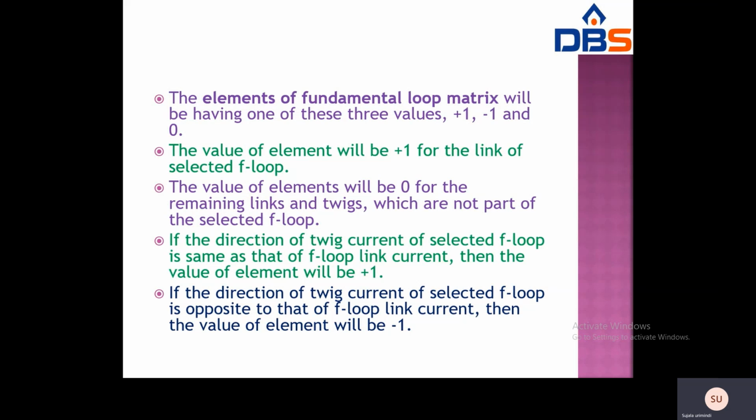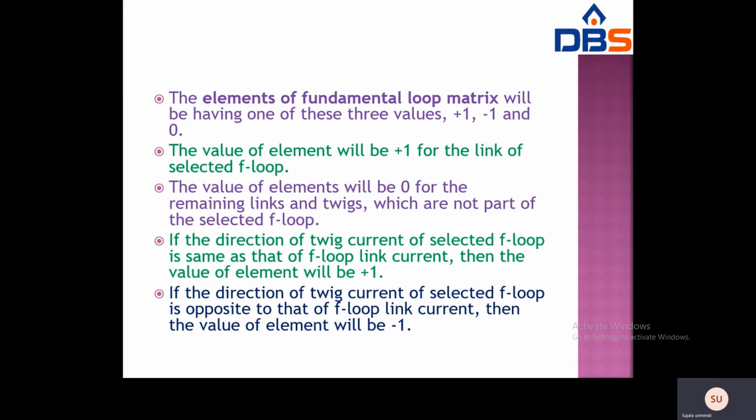For the tie-set matrix, what we do is frame one loop. In the network there may be 1 loop, 2 loops or 3 loops. If you take 1 loop, whatever the link direction is, the link direction and loop direction will be the same. So when the loop starts at the link and goes to the second twig and the third twig, if the loop direction and the element direction are the same, then put it as positive, whether it is a link or whatever it may be.